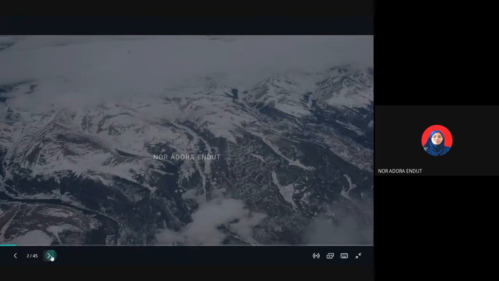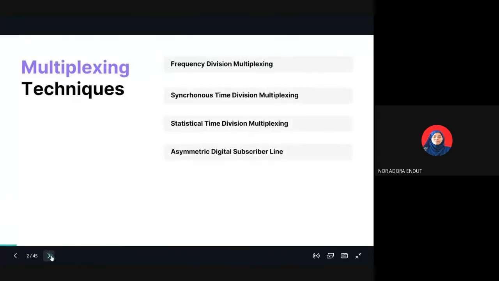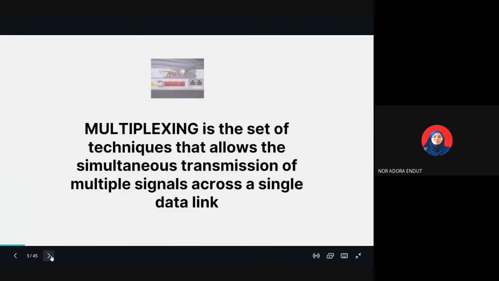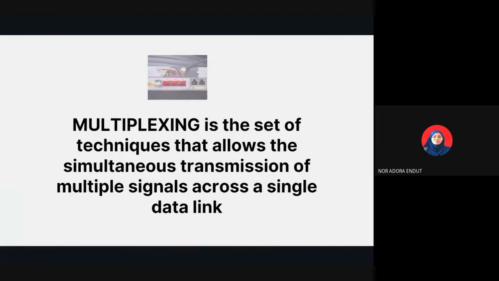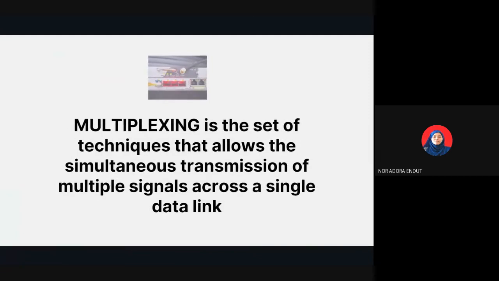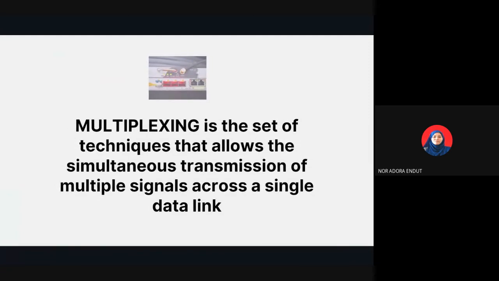Multiplexing is basically how we want to allow simultaneous transmission of multiple signals. Maksudnya basically, kamu dah tengok chapter 2 is how you send data using either analog and digital signal.